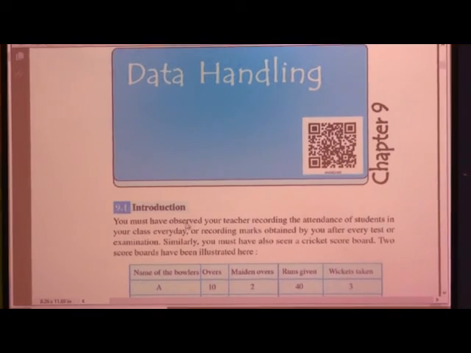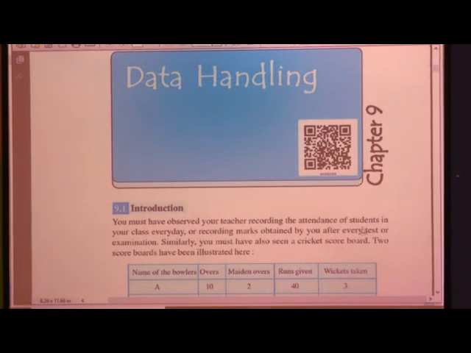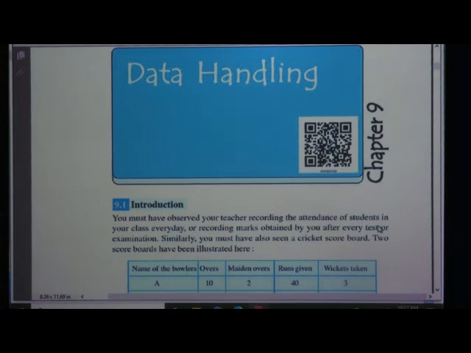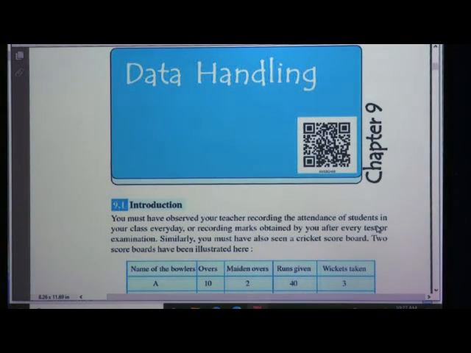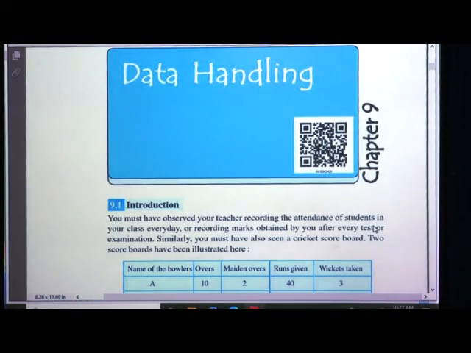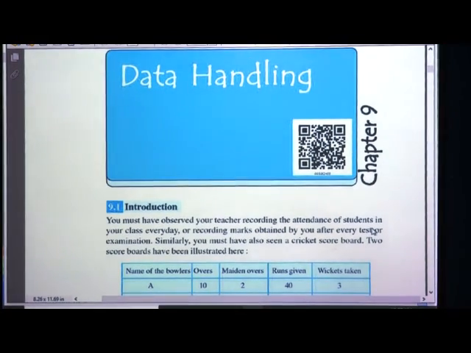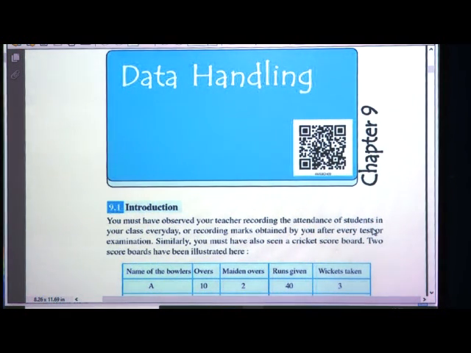You must have observed your teacher recording the attendance of students in your class every day. Did you observe, students? Yes, your teacher takes attendance of students every day in the class. Or you also must have observed the recording of marks obtained by you after every test. So we have different types of tests. After every test, different subjects' marks are recorded by the class teacher, right? So this is a method where we handle a large number of data.